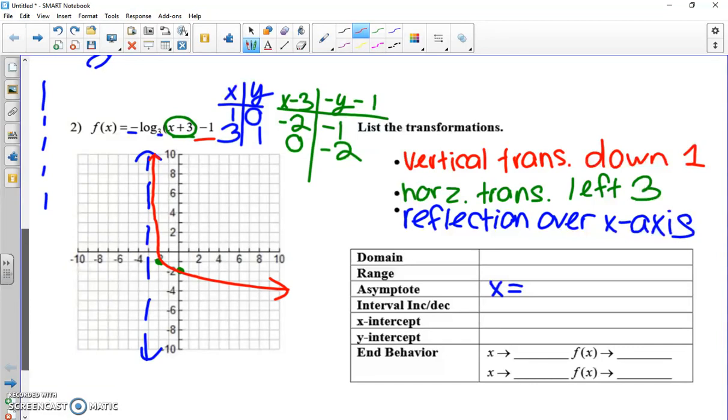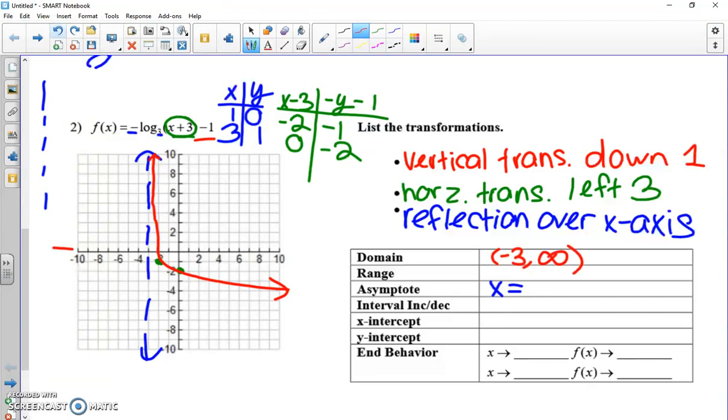All right. So domain this time. For domain, our domain does not go over here to the negative x values, right? Because that asymptote is stopping it. So that asymptote stops it at -3. So this time the domain is the one that's not all real numbers.